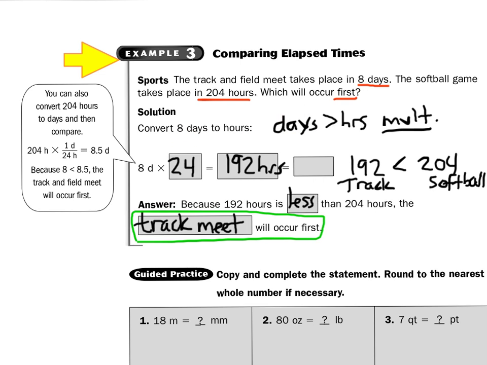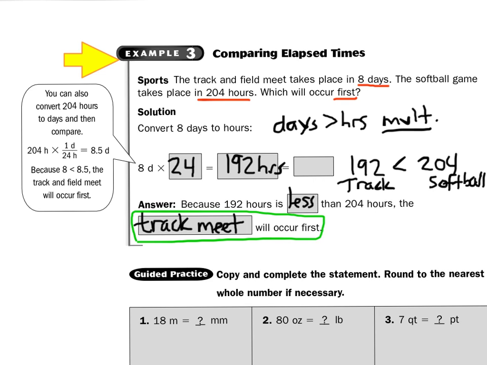So put days first, leave a space, and then put hours. And then use a little common sense, right? A day is bigger than an hour, so this would point that it would be is greater than. When it points to the right, we're going to multiply. So how many hours are in a day? You should say 24 hours are in a day. So I'm going to take the 8 days and I'm going to multiply by 24, and that's going to turn it into hours. So I get 192 hours.